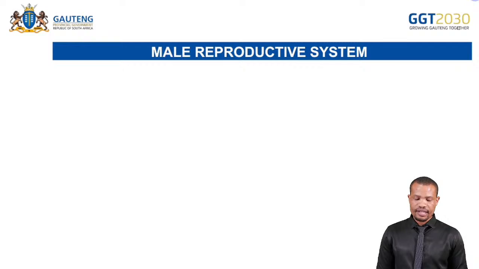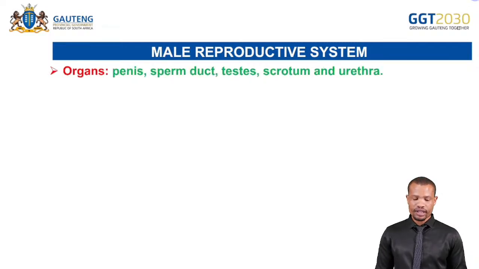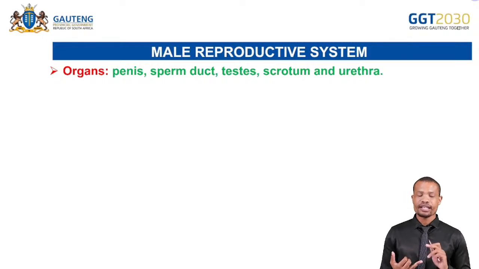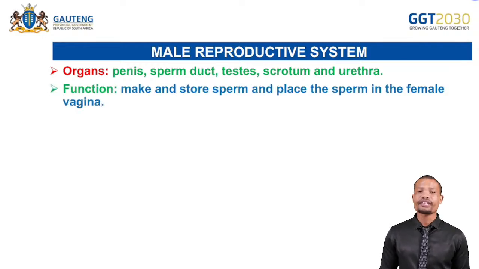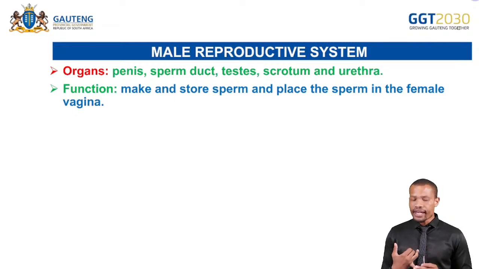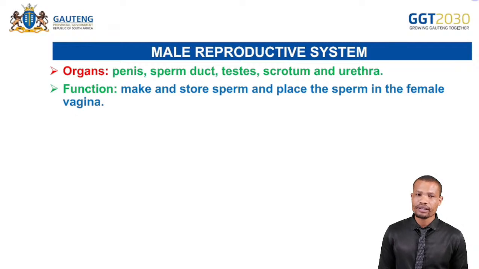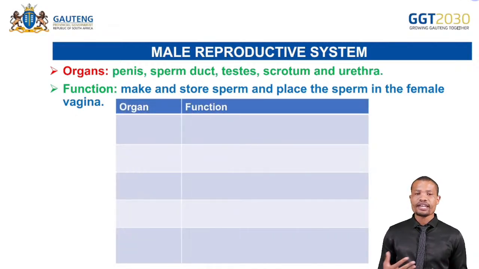Now let's summarize what we've learned. The organs of the male reproductive system include the penis, the sperm duct, the testes, the scrotum, and the urethra. Okay, remember the sperm duct is also called the vas deferens. The functions: they make and store sperm and places the sperm inside the female vagina. And this is a summary of the functions.